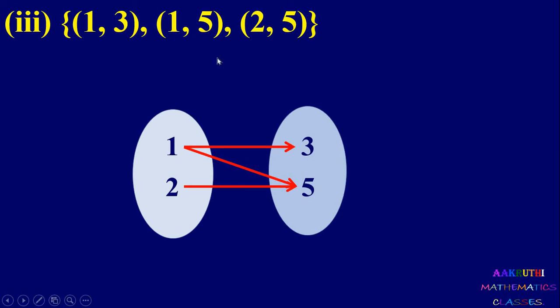This is the diagrammatic representation. Here 1 is related to 3, also 1 is related with 5, and 2 is related to 5. Since 1 is related with 2 elements, this relation is not a function.